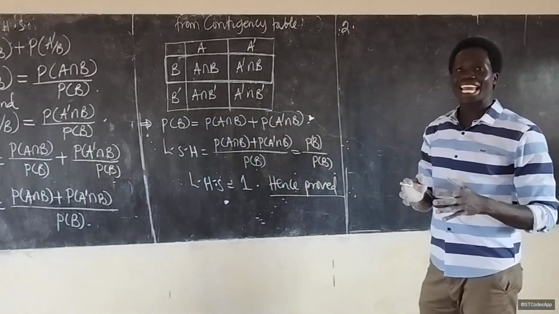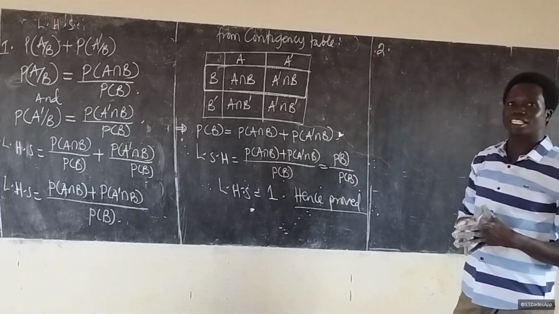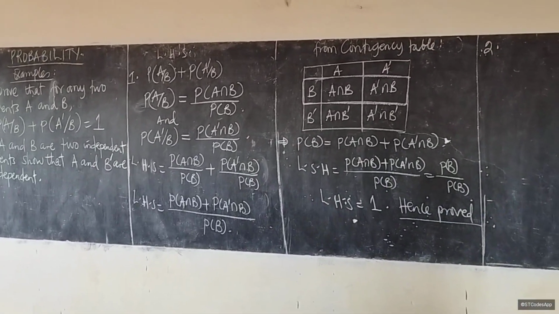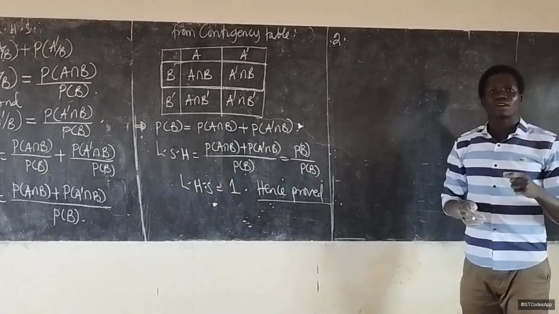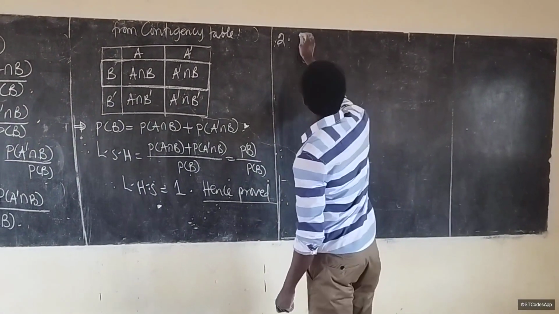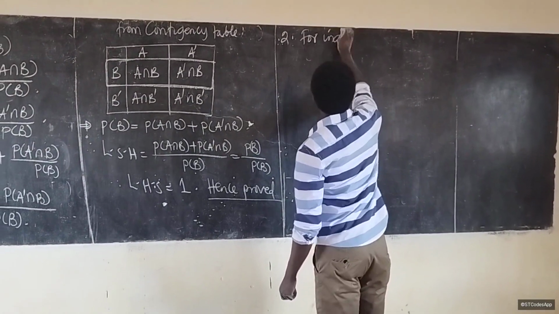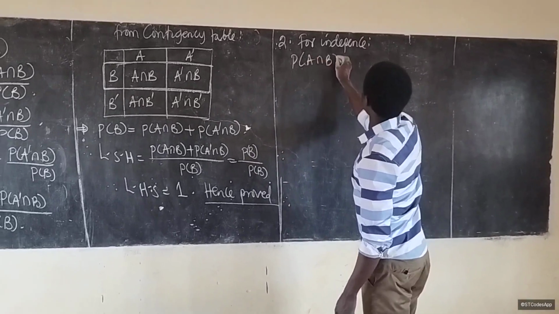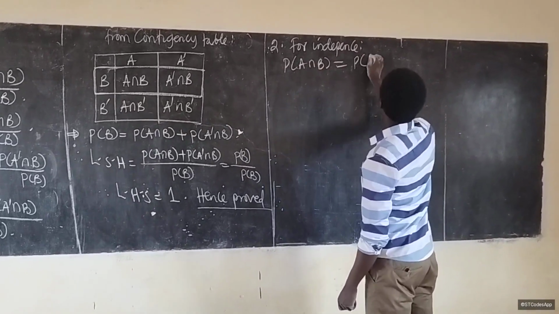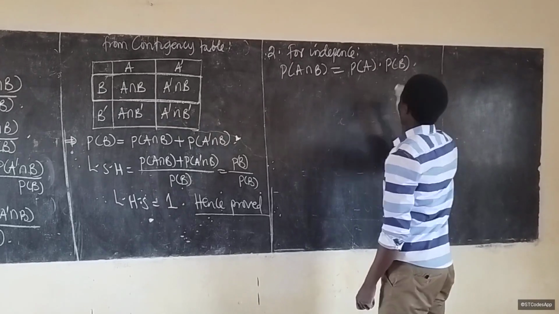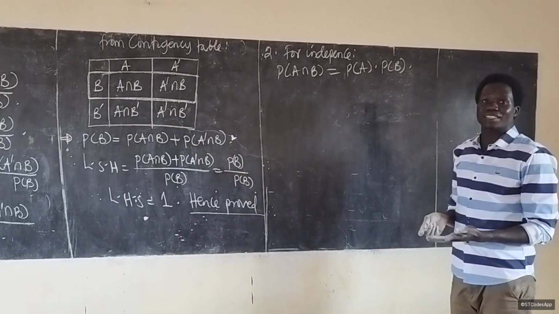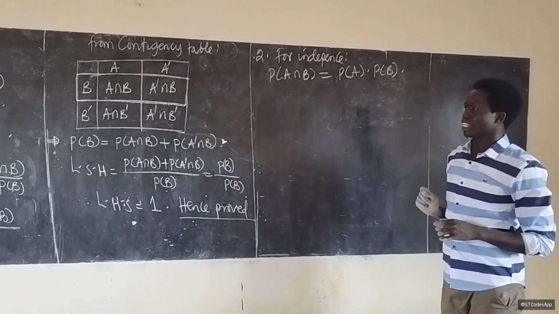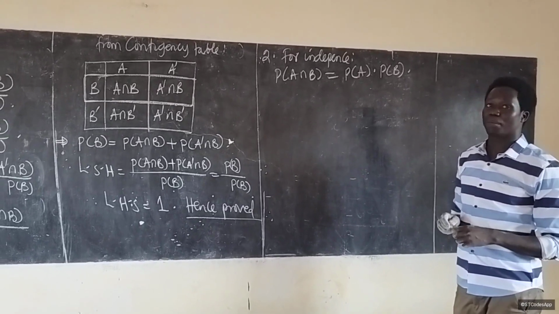Question 2 is telling us that A and B are two independent events. Show that A and B prime are also independent. So you have to know that if A and B are independent, then for independence, we have that probability of A intersecting B becomes probability of A times probability of B. That is for independent events. And if A and B are independent, then we are supposed to show that A and B prime are also independent.